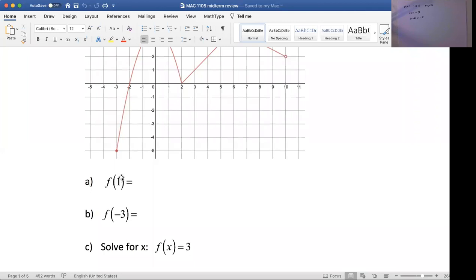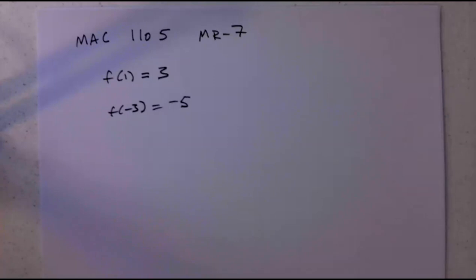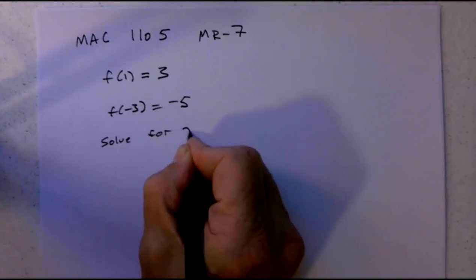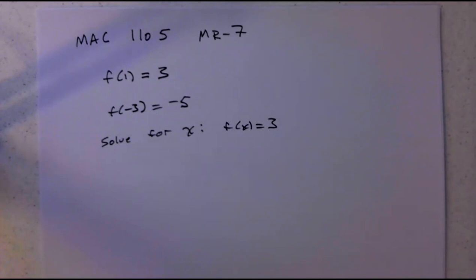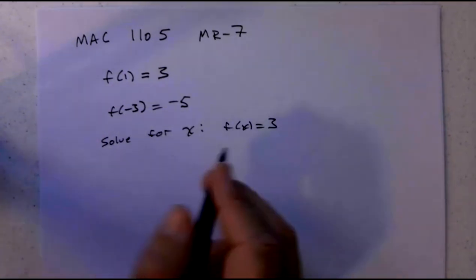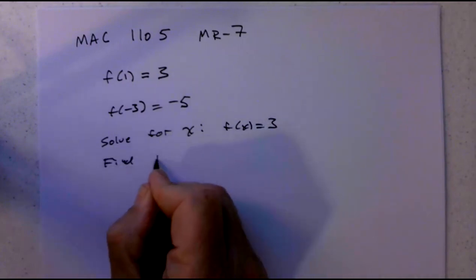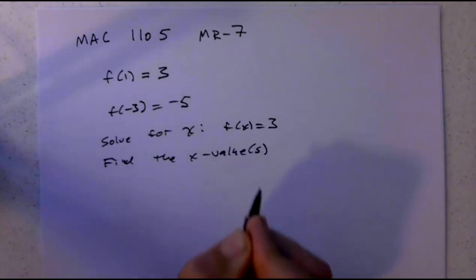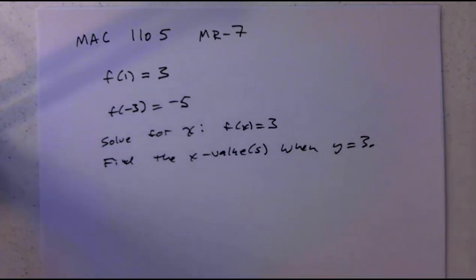What's our next question? Solve for x. f of x equals 3. So let's talk about that. We need to solve for x, where f of x equals 3. So what that means is find the x values when the y value is 3. Now, there might be none, there might be more than one. Find the x values when y equals 3. That's what that's saying.